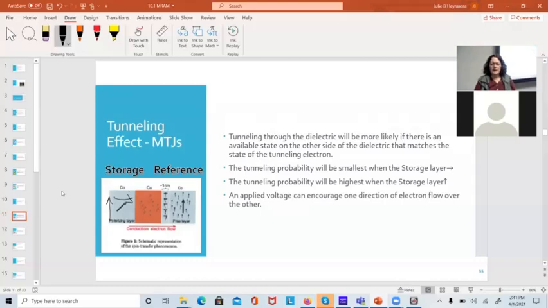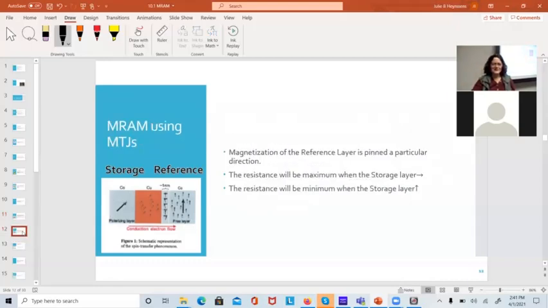And if we apply the voltage, it's amazingly simple how you do this. We'll get to that. Controlling tunneling, well, you're controlling the magnetization. So the magnetization of the reference layer is pinned in a certain direction. It's going to stay that way, and the storage layer is what we're going to change. It seems like I have a whole lot of slides that say this. The resistance is, yeah, I just said that. Okay.